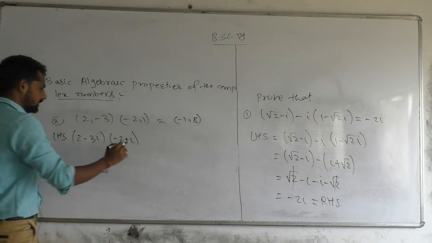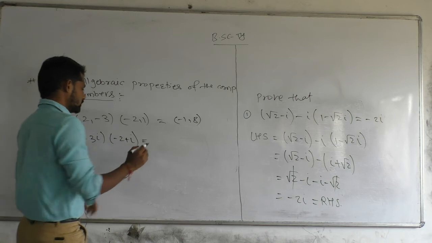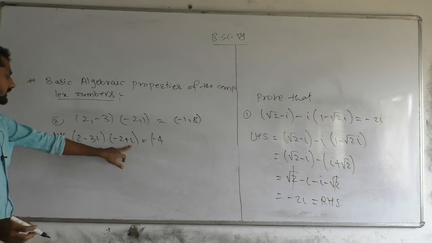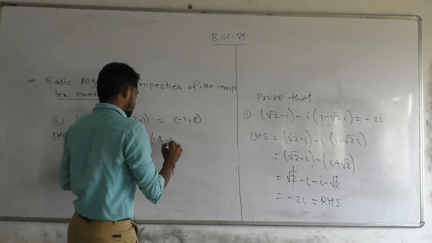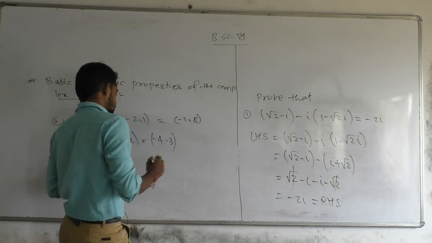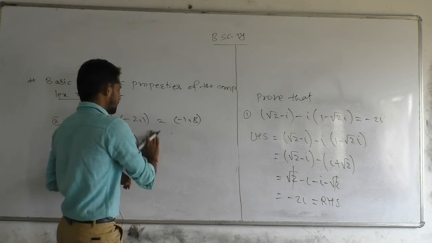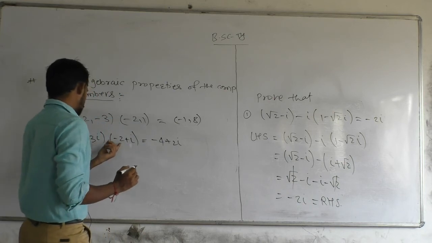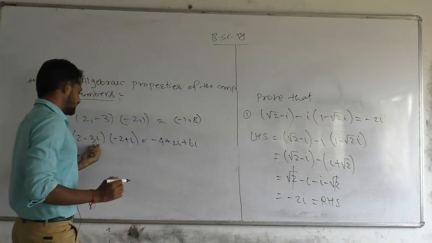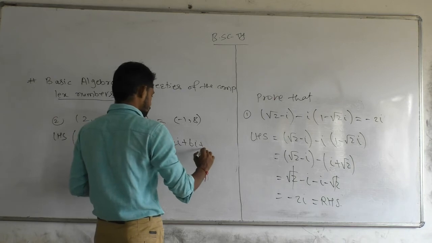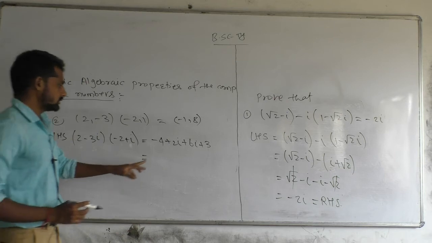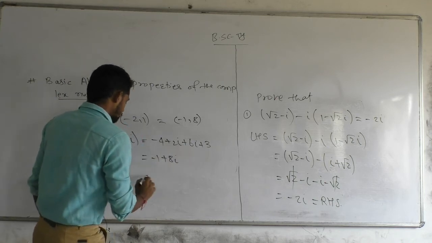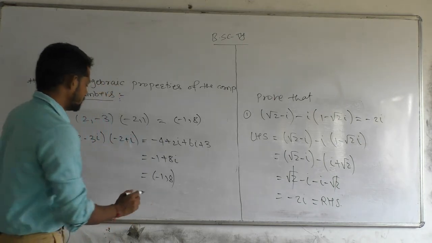So this is LHS. So multiply: 2 into minus 2 is minus 4. Now minus 3i into i is minus 3i square, which is 3. Multiplying directly: 2 times i is 2i. Then minus 3i times minus 2 is 6i. Now minus 3i times i gives 3. So calculate: minus 4 plus 3 is minus 1, and 2i plus 6i is 8i. So we can write it as (minus 1, 8). So this is our RHS.